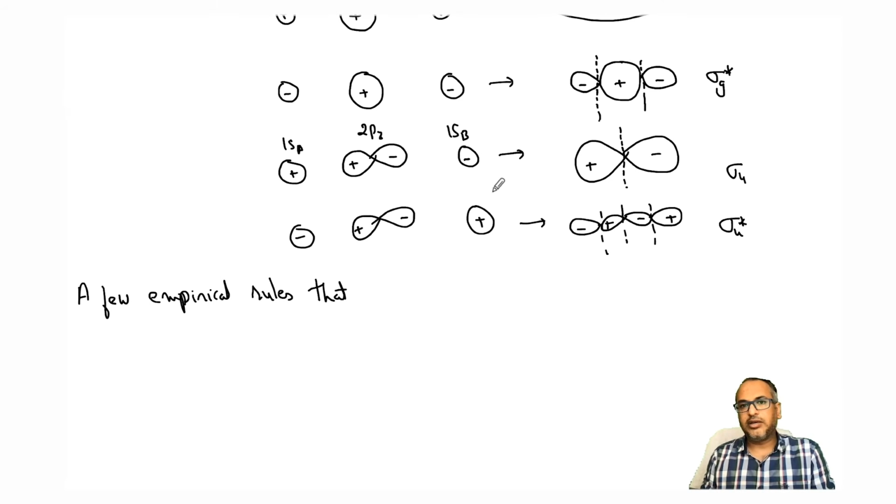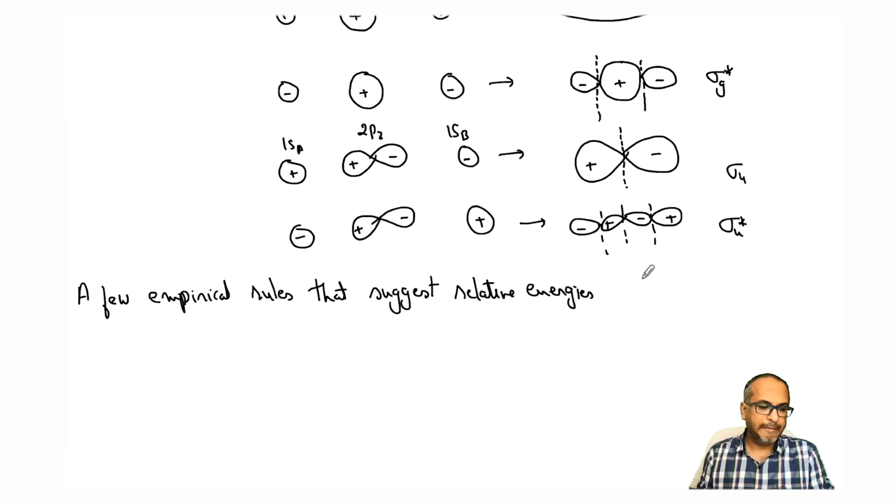So again, remember that for explicit energy calculation, you have to resort to quantum mechanical calculations, you cannot calculate explicit energies here. You can only tell about relative energies. A few empirical rules that suggest relative energies of molecular orbitals.